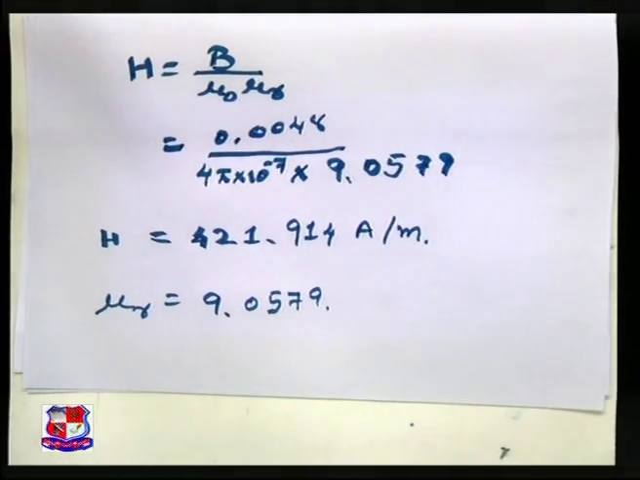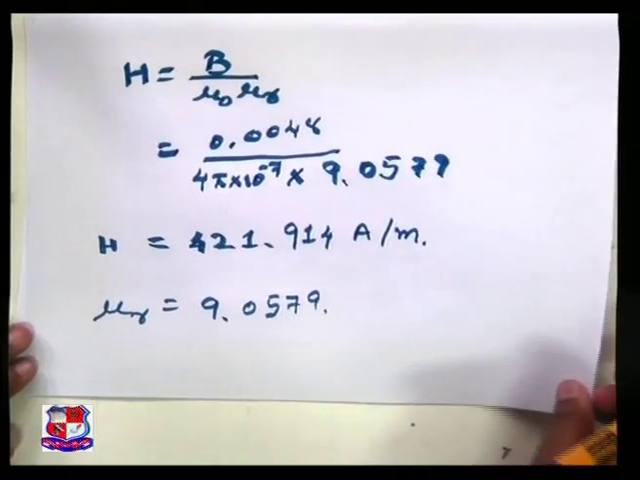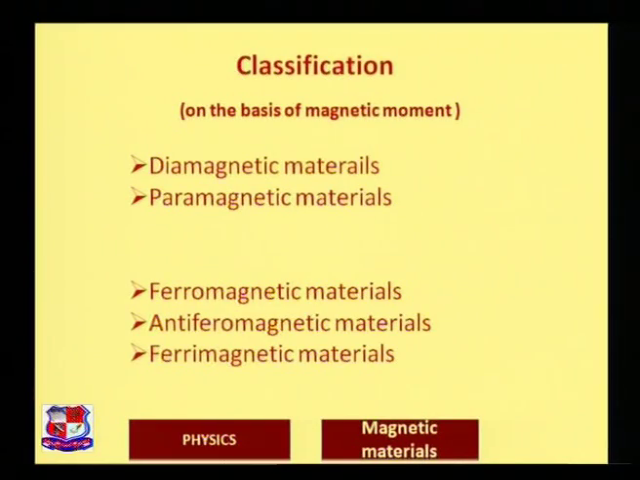Okay, so here is the end of the examples. Now we will move to the slideshow again. Okay, we had divided the materials in total 5 types. Those are diamagnetic, paramagnetic, and again ferromagnetic and anti-ferromagnetic and ferrimagnetic materials. There are 5 types of magnetic materials, right? Depending upon their dipole moments, we can classify them in 5 types.